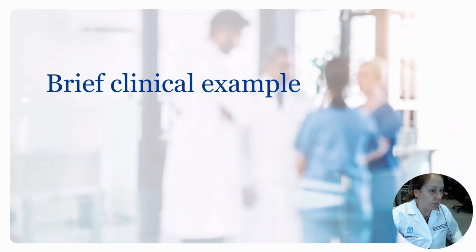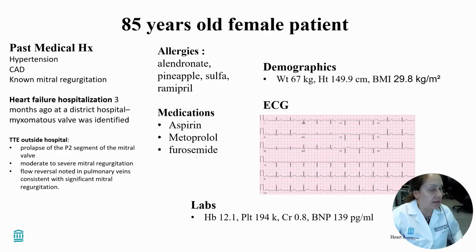I would like now to introduce a brief clinical example. An 85-year-old female patient with hypertension, coronary artery disease, and known mitral regurgitation. She was hospitalized 3 months ago at the district hospital, and she has a myxomatous valve. The TTE demonstrates prolapse of the P2 segment of the mitral valve with moderate to severe mitral regurgitation, and she also had flow reversal noted in the pulmonary veins consistent with significant mitral regurgitation.